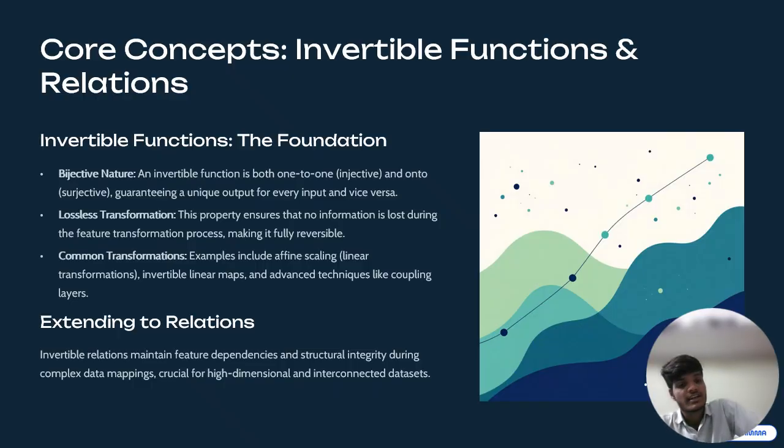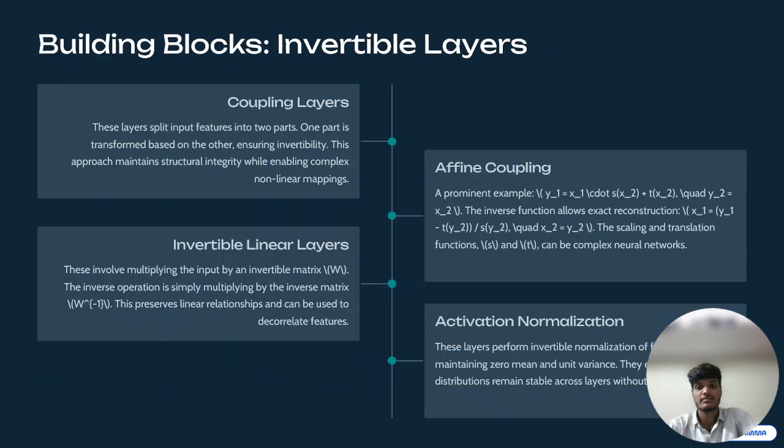Next, extending to relations. Invertible relations maintain feature dependencies and structural integrity during complex data mappings, crucial for high-dimensional and interconnected datasets. When we come to the relations, relations maintain feature dependencies and structural integrity during complex data mappings and are crucial for high-dimensional and interconnected datasets.